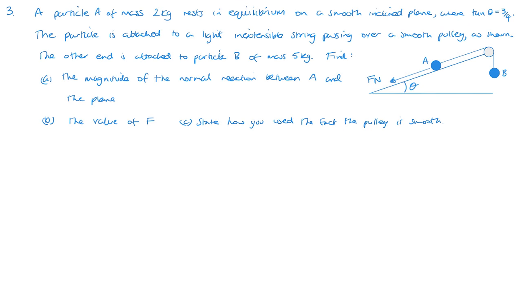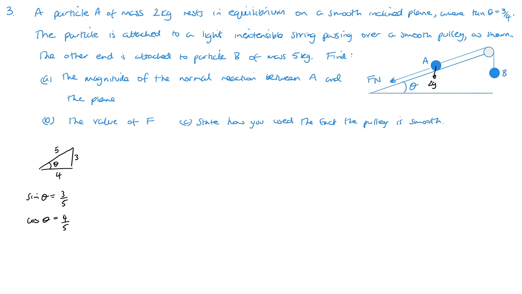So we've got a particle of 2 kilograms rests in equilibrium on a smooth inclined plane. So that's this one, 2g there. Tan theta equals 3/4. So this one's going to be 5. So sine theta is opposite over hypotenuse, and cos theta is adjacent over hypotenuse. So that's those two done.